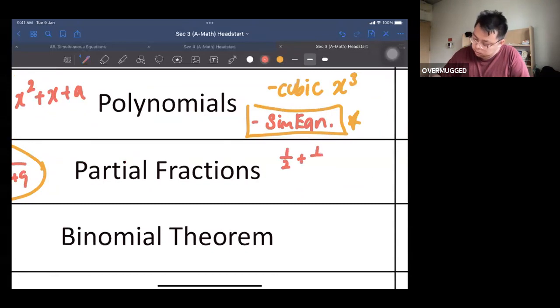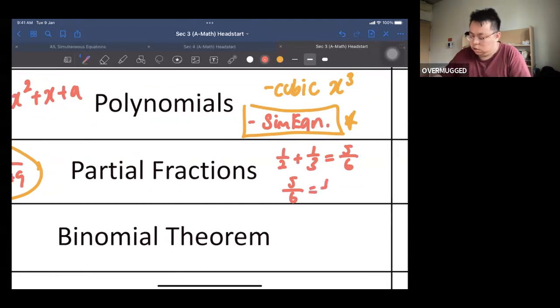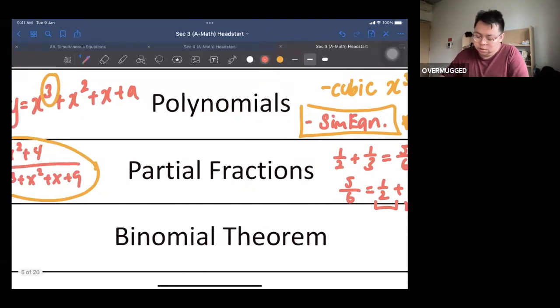Half plus 1/3 is equal to 5/6. Okay. Now the question will tell you, I give you 5/6. What is 5/6 in its simplest form? So it's essentially half and 1/3. You will actually learn how to get these two things out from this kind of function. Okay, so this is partial fractions.